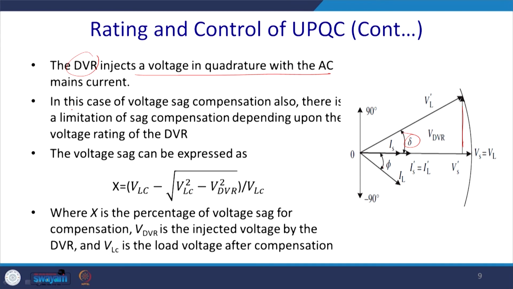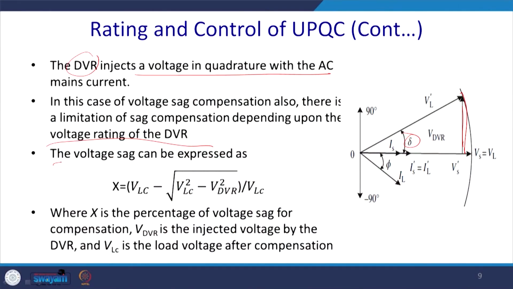And thus in this case, the voltage sag compensation also has limitations depending upon the voltage rating of the DVR. So how much you can inject, there is a limit, it can be 0.5 per unit. So this hypotenuse can be half of this base maybe. Thus you have a limit on the compensation of the sag.